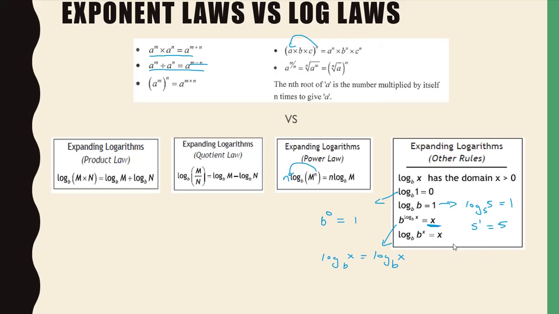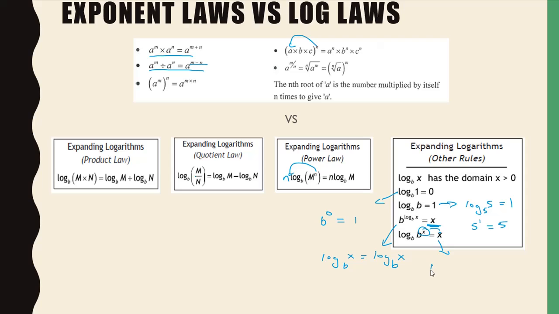The last one I want to look at, and maybe one of the ones we use the most often, other than these three main ones, is this one here. So log base b of b to the power of x is equal to x. And again, if we turn this into an exponent, you see more clearly why this is true. What it's saying is if the base and our argument are the same, then the exponent that I have here is what my answer is going to be.